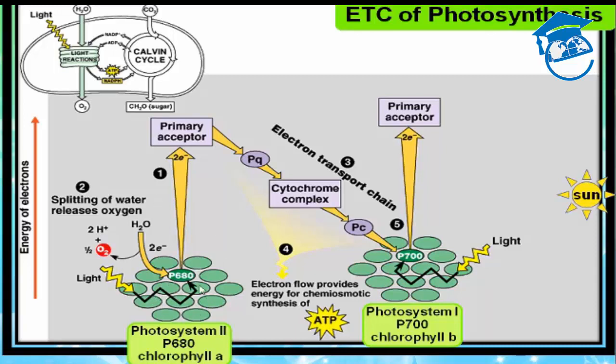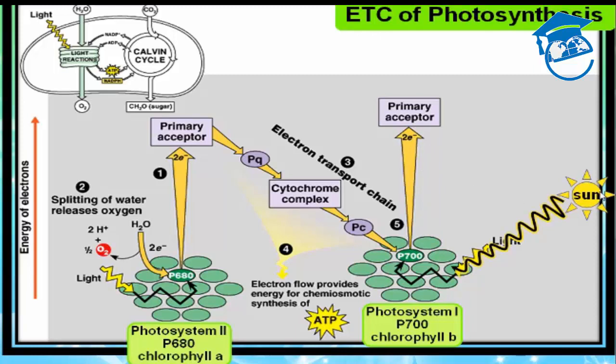First, this is P680 and this is P700, students. This is PS2 and this is PS1, whose major component is chlorophyll B, and this is P700. In P680, chlorophyll A is the major pigment. It releases 2 electrons to the primary acceptor, and then these 2 electrons go to the plastoquinone, then to the cytochrome complex, to plastocyanin, and then to PS1 (P700), and from P700 it also releases 2 electrons which go to the primary acceptor.